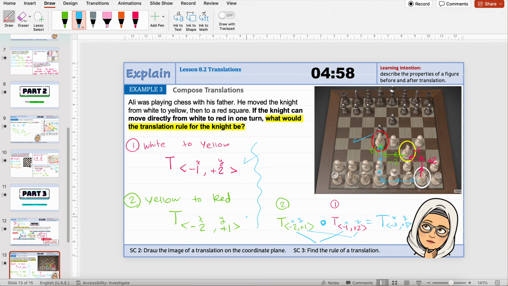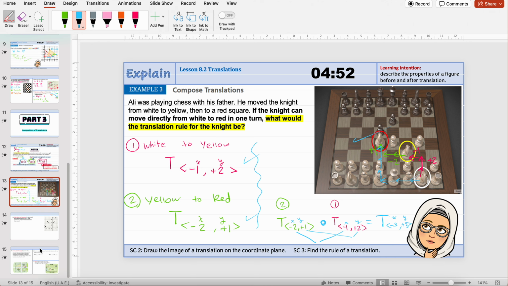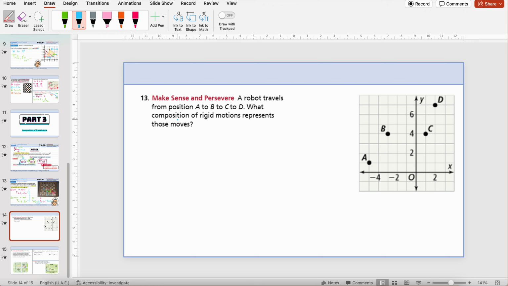You need to know how to write the order, second then first, and you need to find the total translation. Let's see more examples. Here, a robot travels from A to B to C to D. This is 3 steps, okay? What composition of rigid motions represents those moves? Let's do it. I'll start.